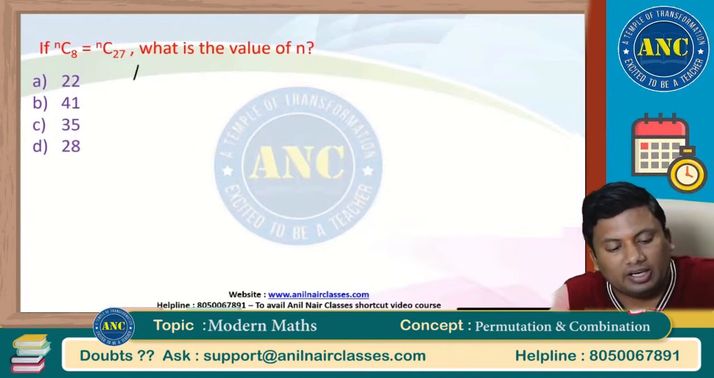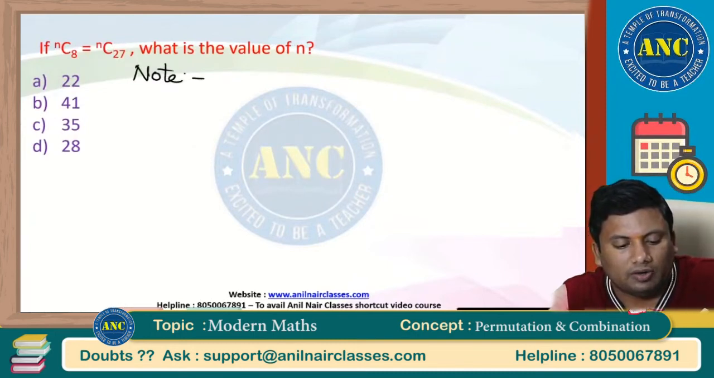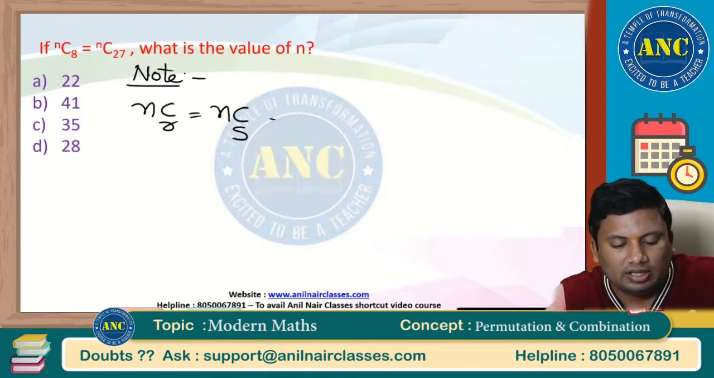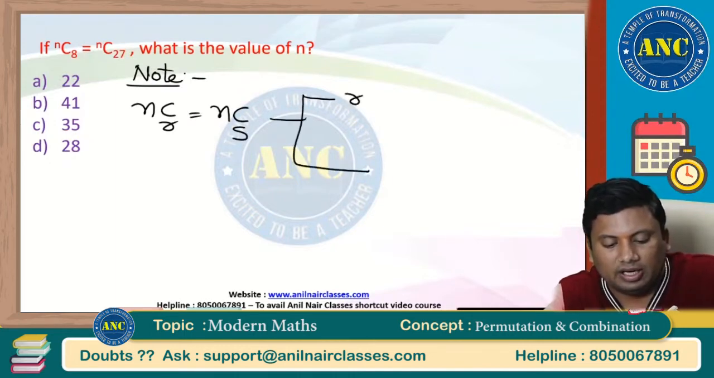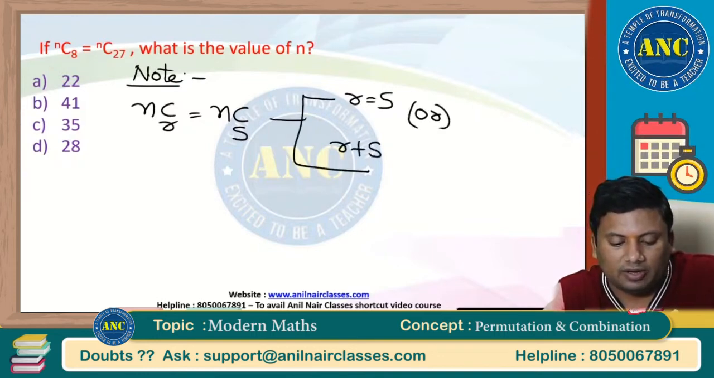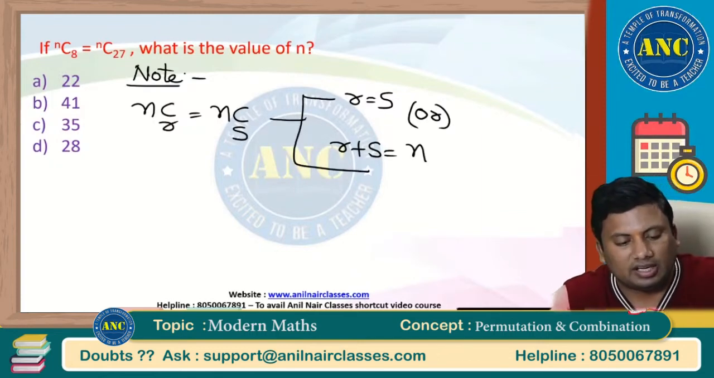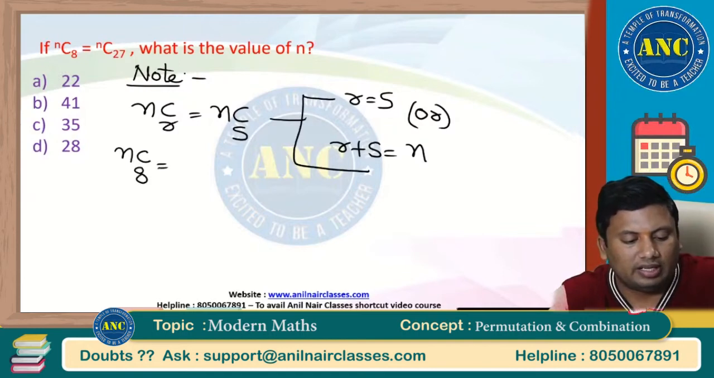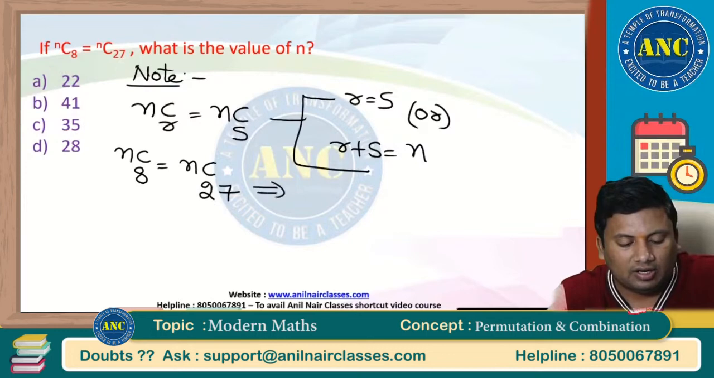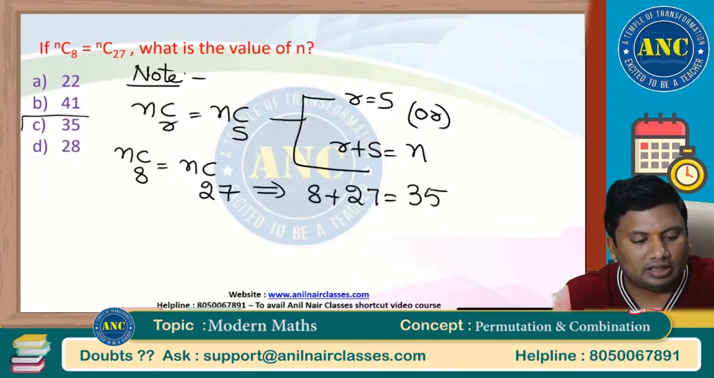Next, please write down a note. If nCr is equivalent to nCs, there are 2 conditions that will be there: either r equals s, or r plus s equals n. So nC8 equals nC27. 8 and 27 are not equal, so 8 plus 27, which is nothing but 35. So n is nothing but 35.